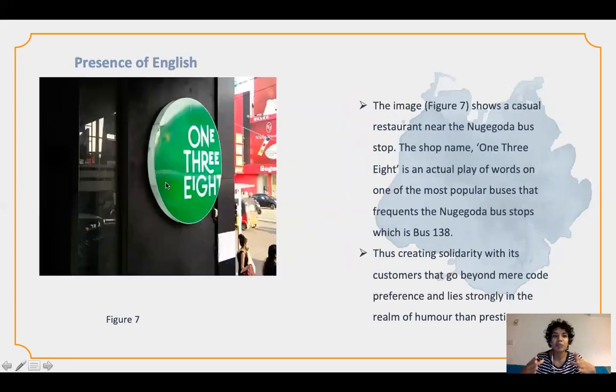Okay, let's quickly move on to the presence of English, right? I wanted to point out certain evidence where this goes beyond mere code preference, and lies more in advanced humor or more advanced marketing ploys. So this figure has 138. There's actually a play of words on one of the famous buses that frequents this area, creating solidarity with the customers and going beyond mere code preference, right?